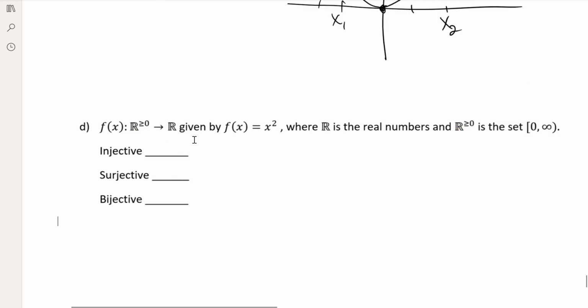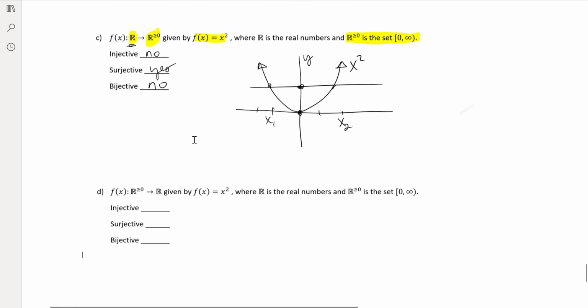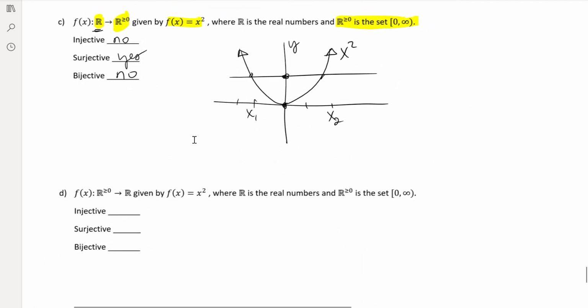Question D. Okay, if you don't look at these carefully enough, you won't notice the difference. Of course, the formula is the same, x squared, but that doesn't mean it's the same function, right? Because it's the combination of the domain and range that fully defines what function I have here, and of course that can affect whether it's injective or not, whether it's surjective or not, etc. So let's say now we include a domain that's 0 to infinity. R greater than or equal to 0 is this set from 0 to infinity, including 0.